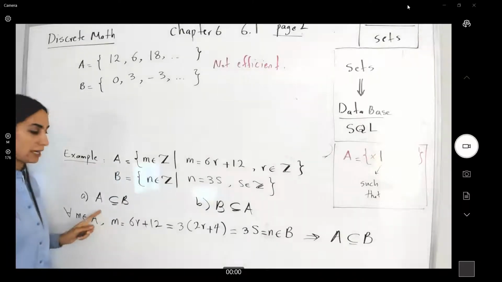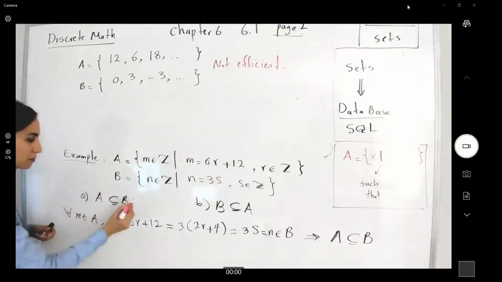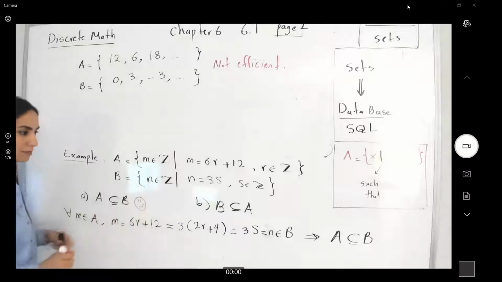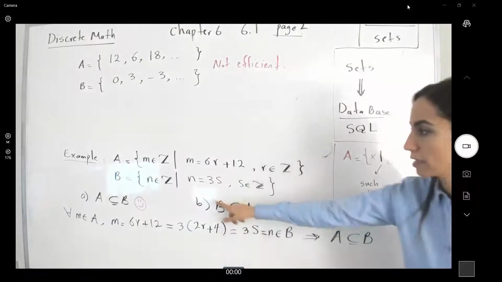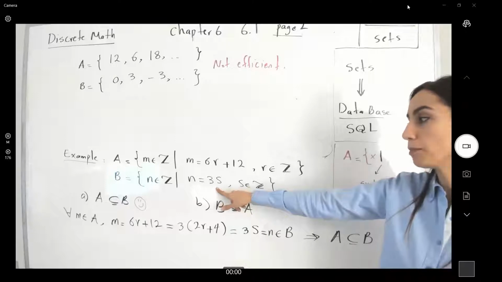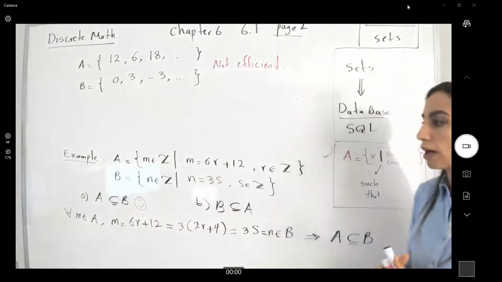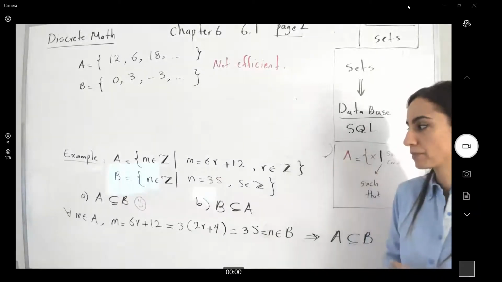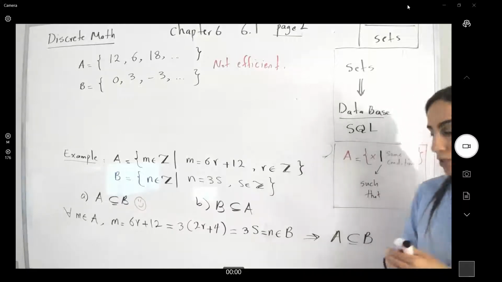So far I know A is a subset of B. I'm happy about this result. But what about this guy? Can I show that B is a subset of A? It means that if I take a random element here, 3s, I should be able to write it down in this form, 6r plus 12. Okay. I'm going to give you a counter example here.